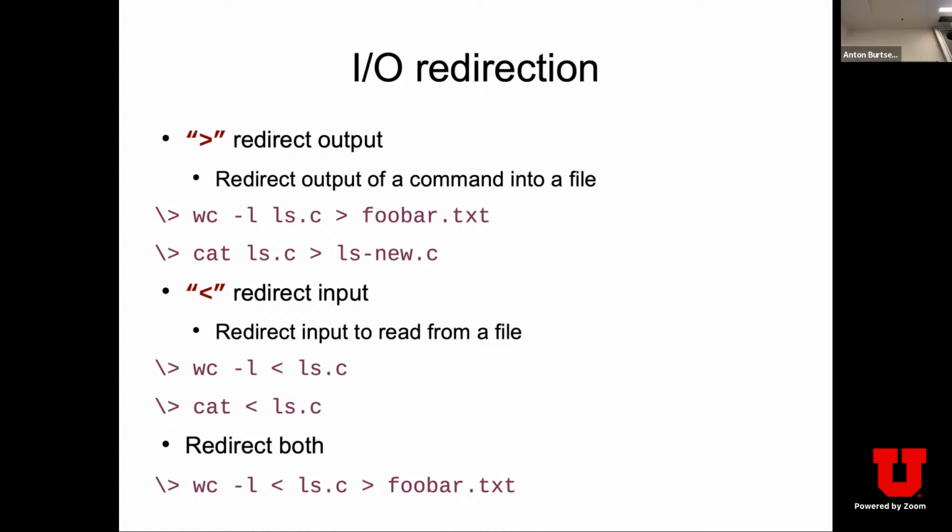And of course, you can redirect both. Like in my example at the bottom, wc takes input from ls.c and outputs into foobar.txt. It's interesting because it provides a certain degree of composability. You say, I have these very simple tools. One counts lines, one prints something, one maybe filters, and I will explain it in a second. And suddenly I have a more powerful interface to interact with the system, right? So almost like SQL, but not there yet, right?